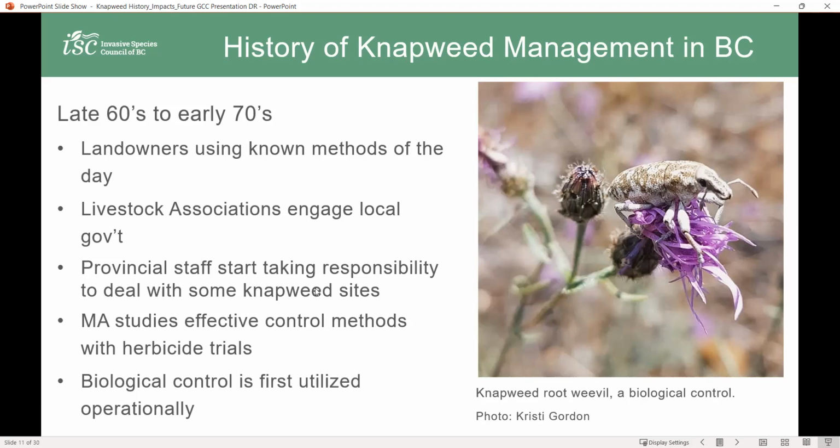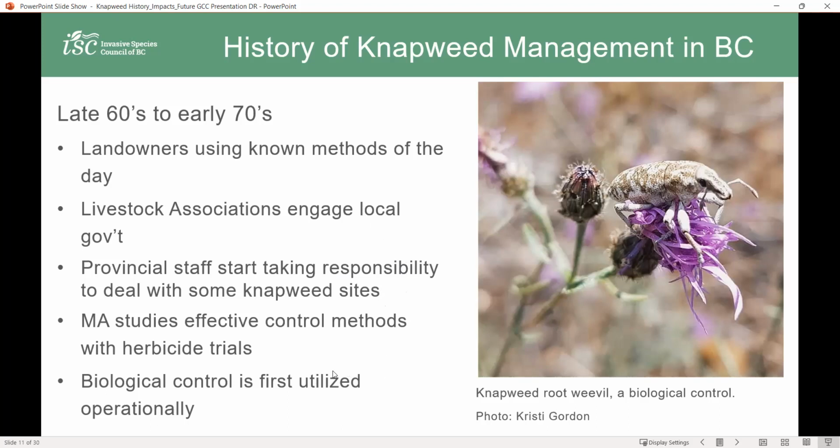Livestock associations were engaging the local government to get more serious about contributing resources to the knapweed problem. Provincial ministry staff, both in the Forest Service and Ministry of Agriculture, were taking on some responsibility to deal with knapweed sites. And typically those control programs were very spotty around the province, depending on the individual range manager or agrologist or specialist working in a specific area.